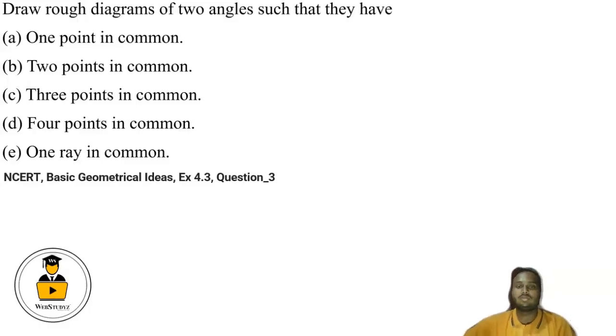Hello students. So in this question we have been asked to draw a rough diagram of two angles such that they have 1 point in common, 2 points in common, 3 in common, 4 in common and one ray in common. Fine. So an angle is formed by two rays, basically lines that share a common endpoint known as vertex. So let us use this concept of angles.